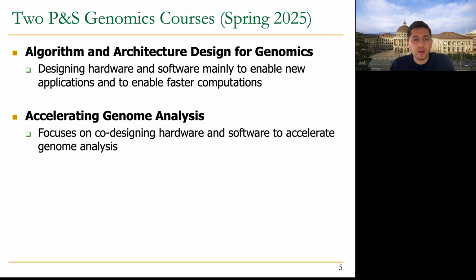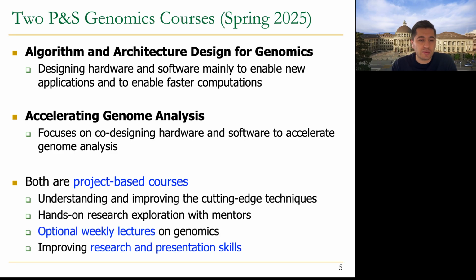We have two PNS genomics courses offered every semester. One course is mainly about designing algorithms and also architecture design. Here, we aim to speed up the analysis of the corresponding computation of an algorithm, or enable even new applications that were not possible to do without algorithm and architecture design. The second course is also similar. There, we're also aiming to co-design hardware and software so that we can accelerate genome analysis, though this course can also include algorithm design to accelerate the genome analysis as well.